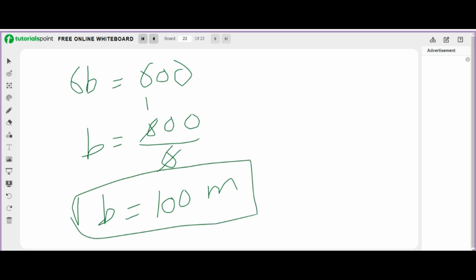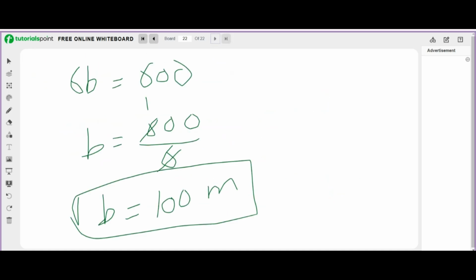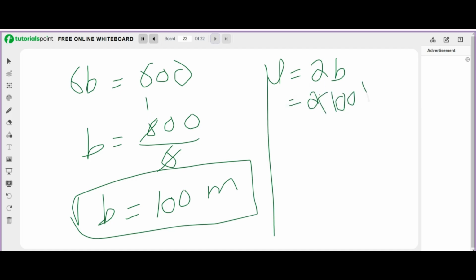I'm just trying to find the value of B, that is the breadth. Sorry, that is the breadth. I have to put the value, then I will have my length. Our length is equal to 2B. Then it will be 2 into 100. It will be 200 meter. Okay. Any question? So far, so good. Okay.